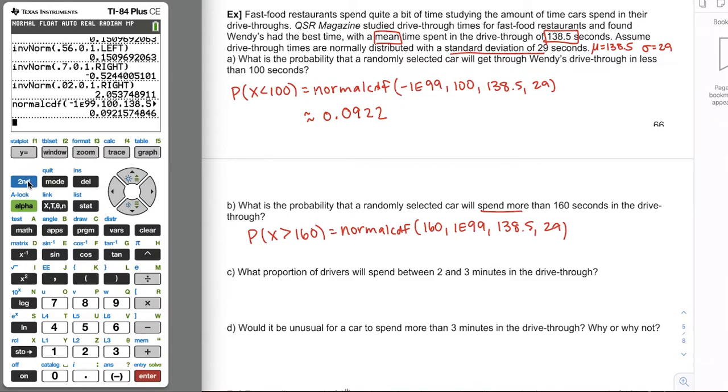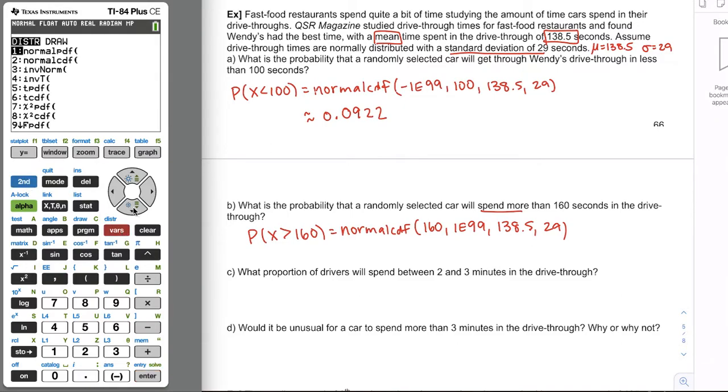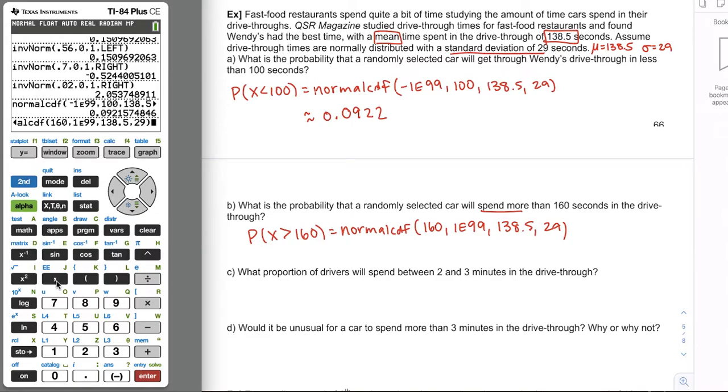So we go back to our second vars, number 2, normal CDF, which will tell us the area. The lower bound is 160. The upper bound is 1e, so second, comma, 99. And then the mean and standard deviation are not different. Enter. Okay, so the probability is approximately equal to 0.2292.